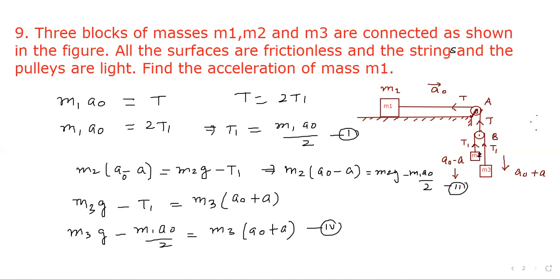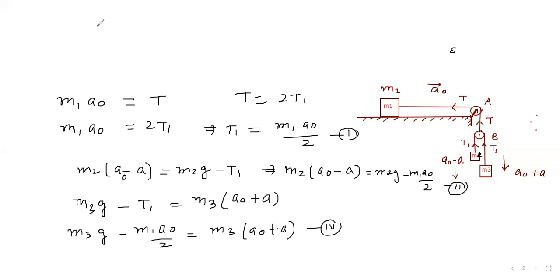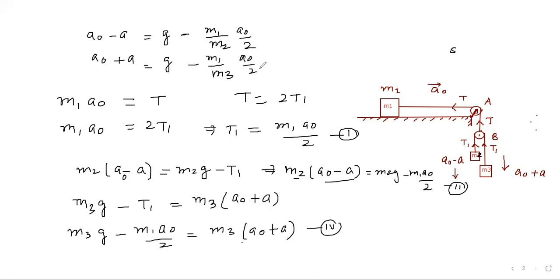Now, from here and from here, we can get the equations. a0 minus a will be equal to, we are going to divide each term by M2, so we will be left with g minus M1 upon M2 times a0 divided by 2. And from this, if we divide each term by M3, we will be left with a0 plus a. This will become g minus M1 upon M3 times a0 upon 2.